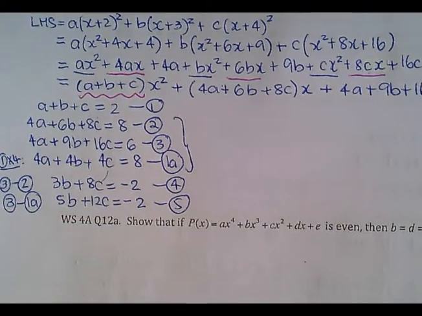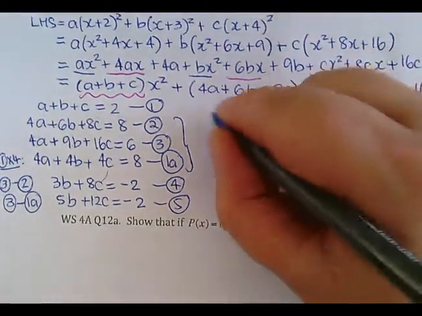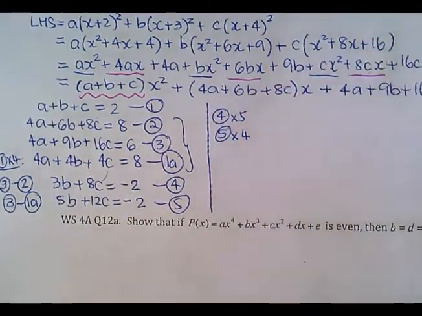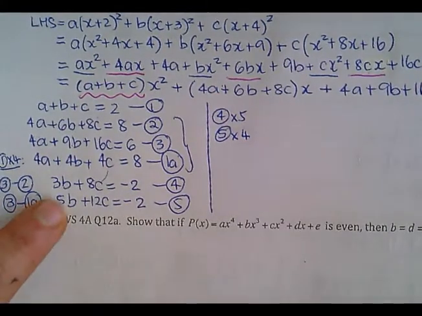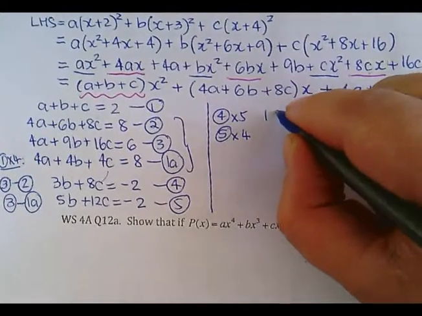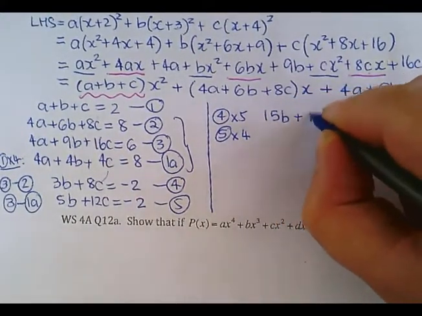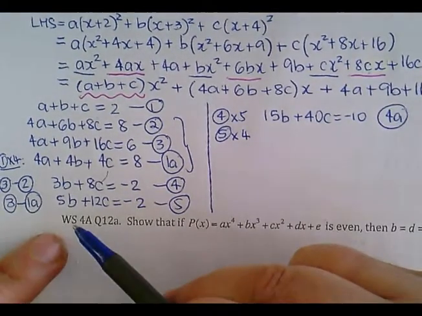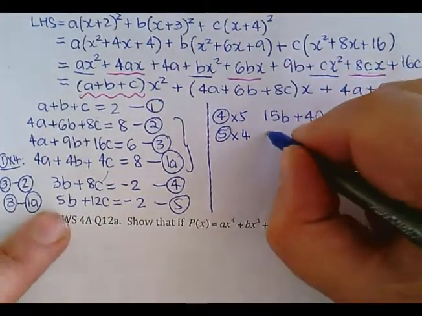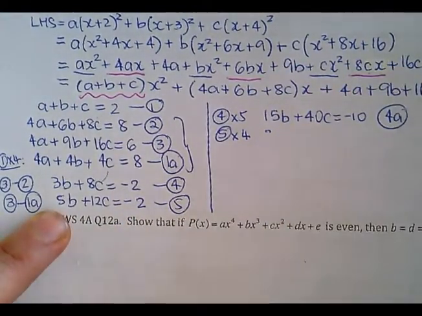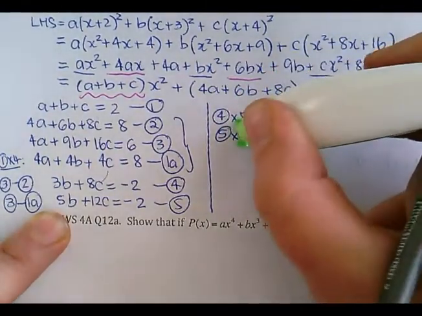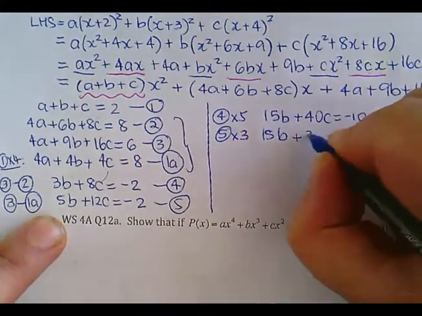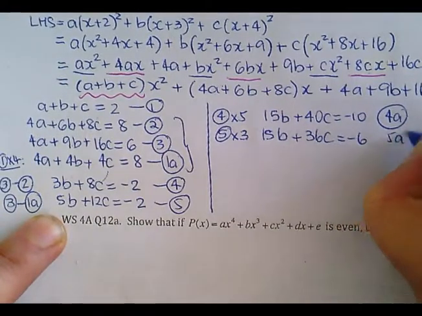Now we're just solving those. Looks like it's going to be equation 4 times 5 and equation 5 times 4. Equation 4 times 5: 15b plus 40c is negative 10. We'll call that equation 4a. Equation 5 times 4... no, I've made a mistake. Times 3, sorry. Equation 5 times 3 is 15b plus 36c equals negative 6. That's equation 5a.